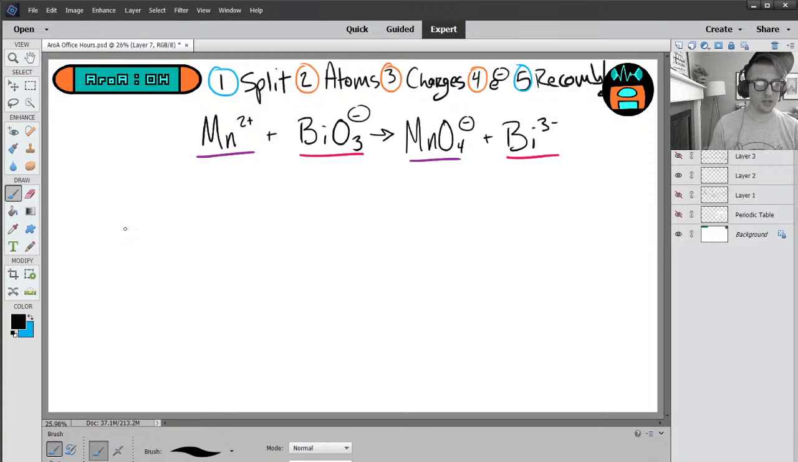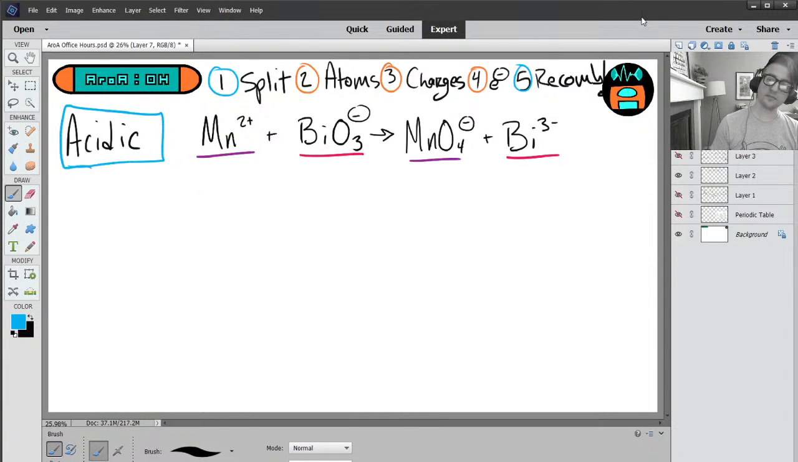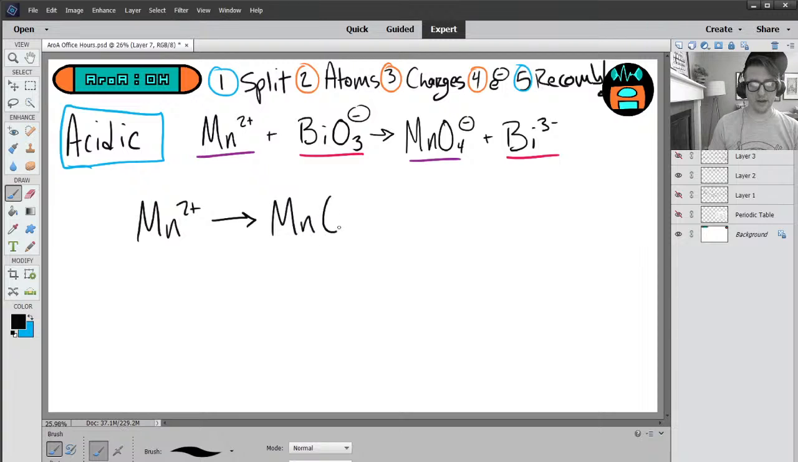So one half reaction will be, we're missing one piece of information before we can balance this situation. We need to know the conditions. Conditions can either be acidic or basic. We're going to say that the conditions of this reaction are acidic. So this redox reaction takes place under acidic conditions. All right, so let's take our manganese half reaction where we have Mn2+ becoming MnO4-.